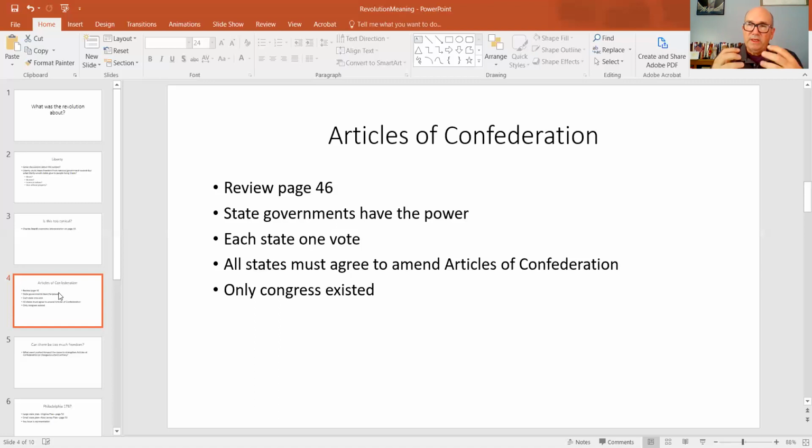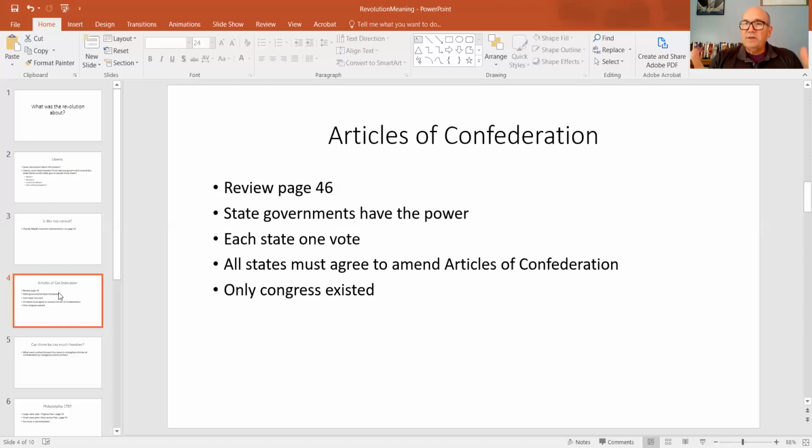Some of the ways in which we can get the sense that state governments had more power than the national government: each state had one vote, so you didn't have a distinction among the states. That gave a lot of power to the individual state. And all states must agree to amend the Articles of Confederation. So consider what that might mean if you have one state that does not go along with an amendment. That gives us some sense of the power among the states in the Articles of Confederation.